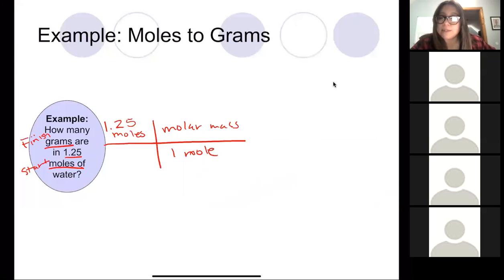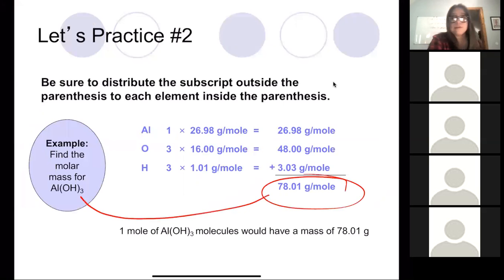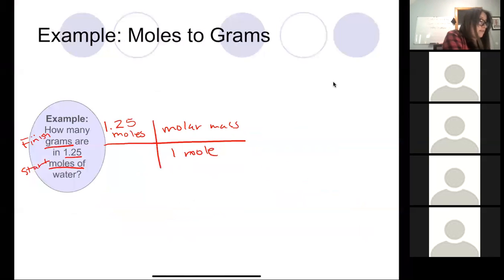Now you might ask, okay, but then what's the molar mass? You don't have a number there. You need a number there. What number will you put there? Molar mass, like I said before, is the mass of the molecule that they're asking you to find. So you need to find the molar mass of water.